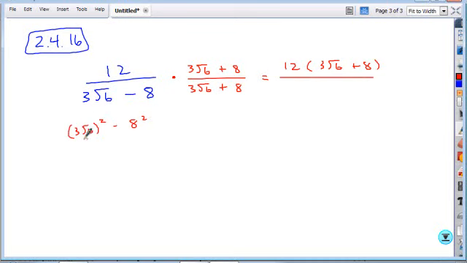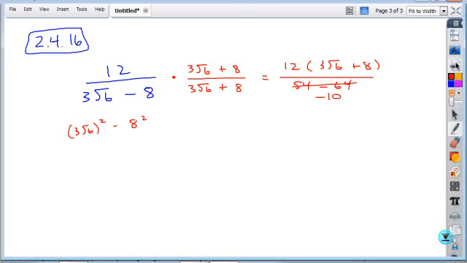You have a couple options for simplifying this portion. The first one, the straightforward one, is just to square both parts of this number. So square the 3, you get a 9. Square the root 6, you get a 6. 9 times 6, 54. Minus 8 squared is 64. So the net sum on this is a negative 10 in our denominator.